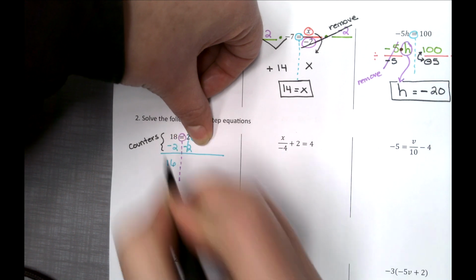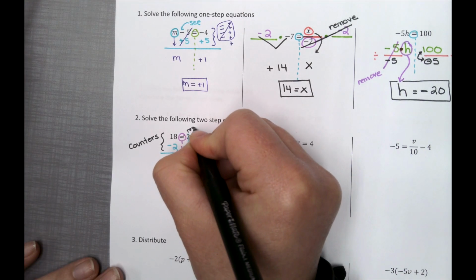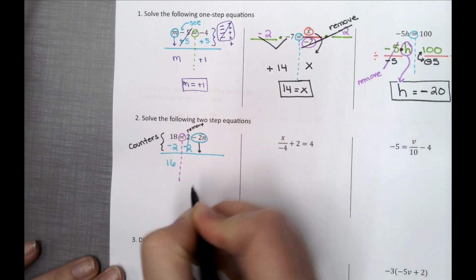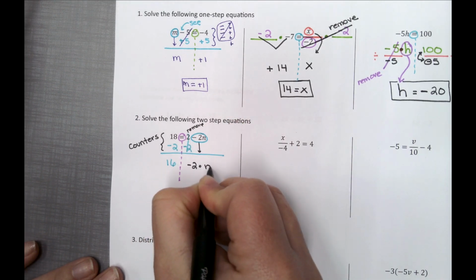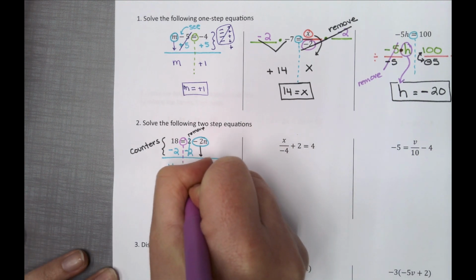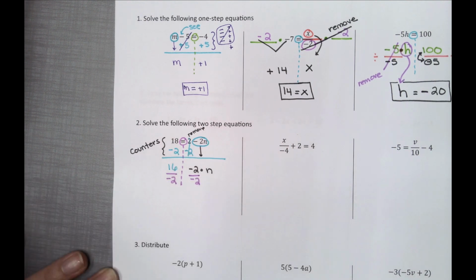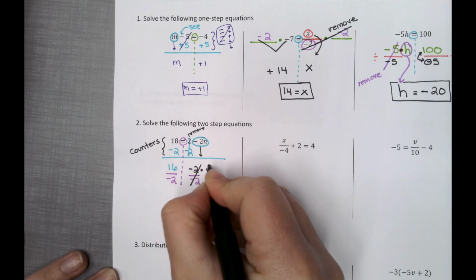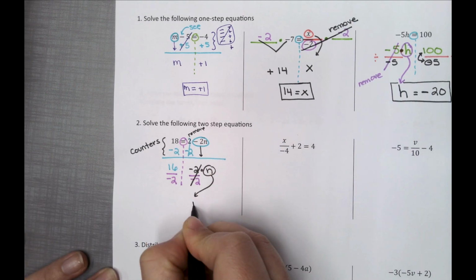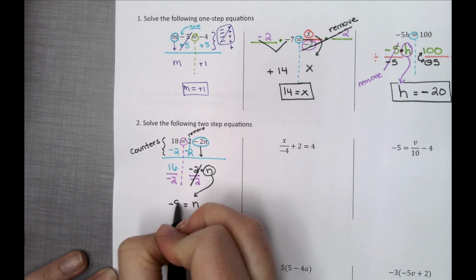So you're going to be adding, subtracting here. Here we removed the 2. Bring down the negative 2 times n. And now we're going to be dividing, that's our second step, our second operation, by negative 2. Again, our task is to remove that negative 2, leaving n by itself, and then 16 divided by negative 2 is negative 8.